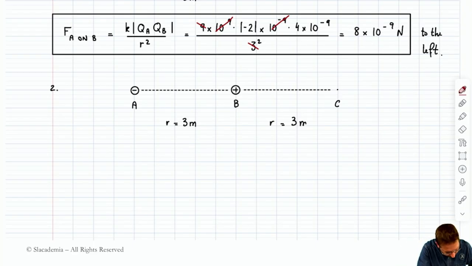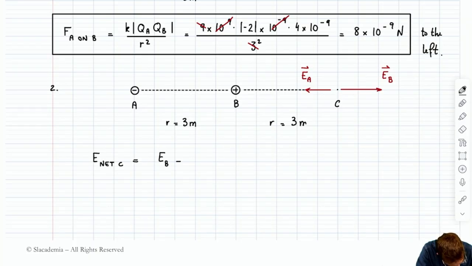Okay, so A is a negative charge. It is going to create an electric field EA that points left. B is a positive charge. It will create an electric field that points right. And I'm going to choose to the right as the positive direction. I'm going to say that E net at C is going to be EB minus EA.